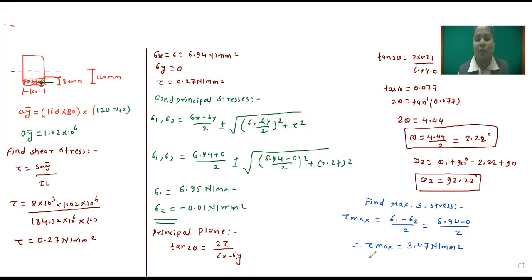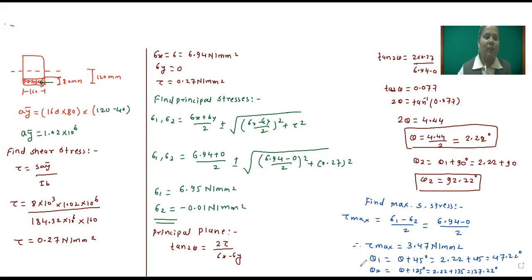And the direction of shear stress: theta 1 is equal to theta plus 45 degrees, which is 2.22 plus 45, equal to 47.22 degrees. And theta 2 is equal to theta plus 135 degrees, which is 2.22 plus 135, equal to 137.22 degrees. So this is the answer.